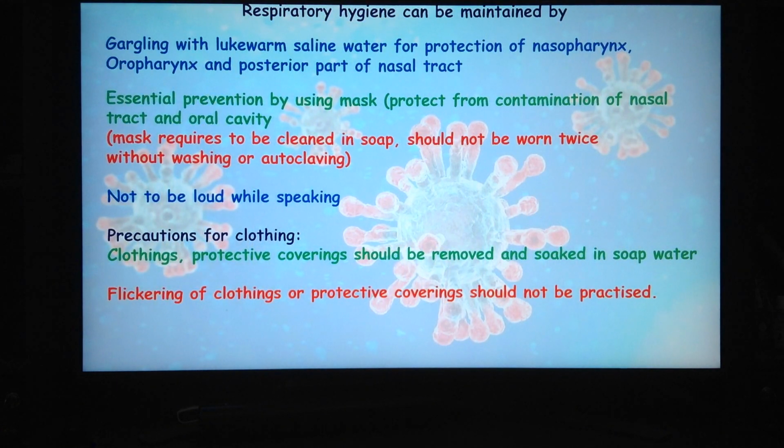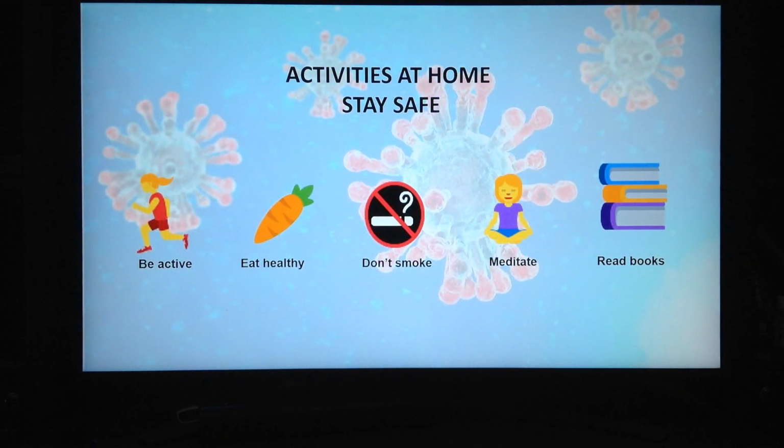Respiratory hygiene can also be maintained by gargling with lukewarm saline water for protection of the nasopharynx, oropharynx, and posterior part of the nasal tract. Essential prevention is by using a mask, but the mask has to be cleaned in soap and water, or it should be autoclaved. And we should not be loud while speaking. For precautions, clothing should be removed and soaked in water, and flicking of clothing or protective covering should not be practiced.